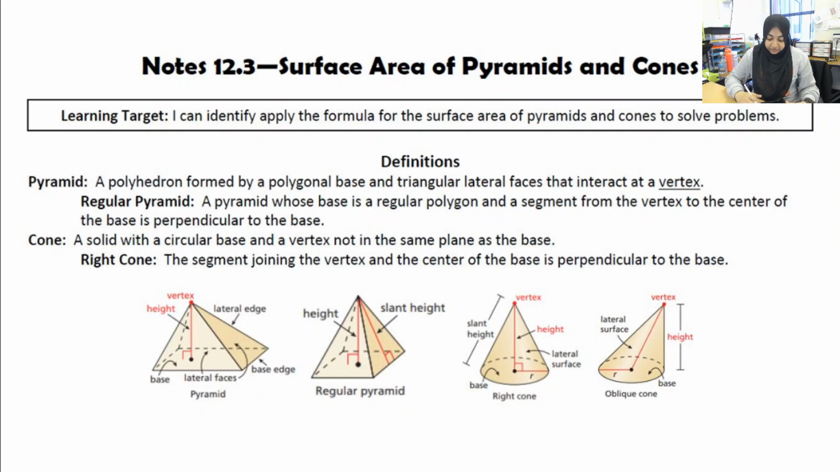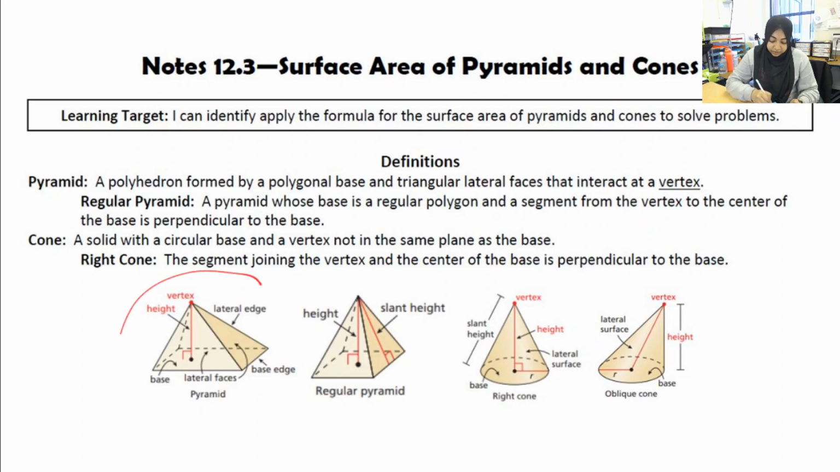So if I look at these diagrams, this regular pyramid right over here is this figure that I have in front of me, okay? It's a regular pyramid because this base right over here is a regular polygon. It's a square. Now, notice that it also has that segment joining the vertex to the base that creates a perpendicular relationship. That is called the slant height. And we're going to be using the slant height quite a bit.